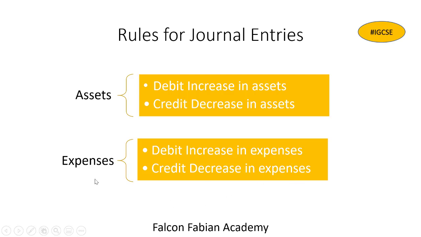For expenses, the rule is debit increase in expenses and credit decrease in expenses. Now, examples of expenses are wages, salaries, and rent. So whenever a business is going to incur expenses, suppose wages is paid, it needs to be debited. And whenever there is a decrease in expenses, that needs to be credited. We will be taking examples for each of the classifications and posting entries in the journal.